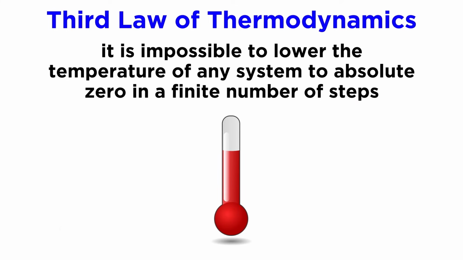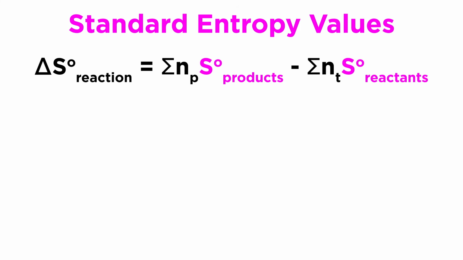However, absolute zero can never truly be reached, which is communicated in a rephrasing of the third law, which states that it is impossible to lower the temperature of any system to absolute zero in a finite number of steps. This concept allows us to determine standard entropy values for many different substances, and we can use these to calculate the change in entropy for a given reaction by taking the sum of the absolute entropies of the products and subtracting from that the sum of the absolute entropies of the reactants, according to this equation.